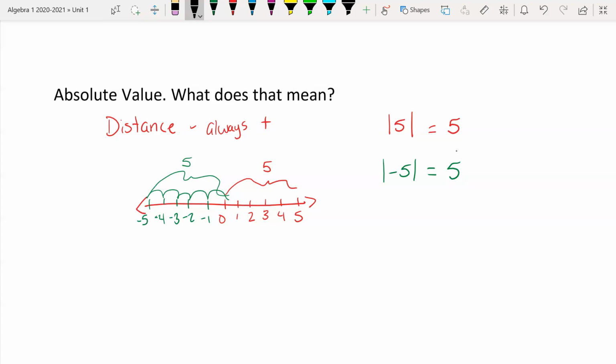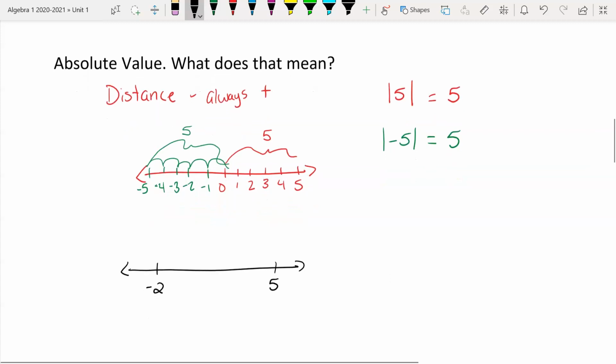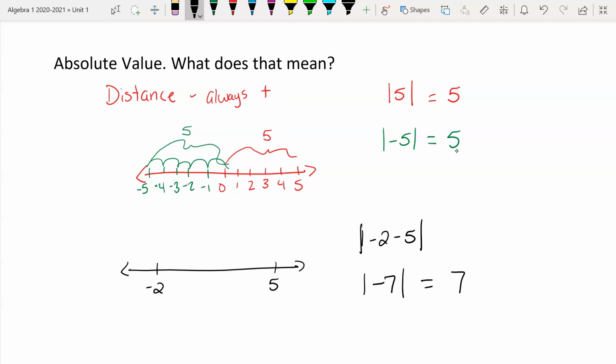However, I told you to find the absolute value between 2 points. So if I said find the absolute value between negative 2 and 5, or find the distance between negative 2 and 5, there's a couple different ways to go about it. So I could say negative 2 minus 5, the left number minus the right number. That's the absolute value of negative 7, which is 7, right?